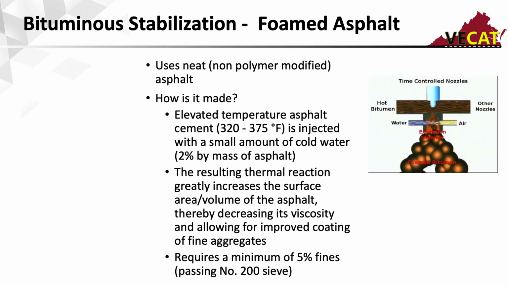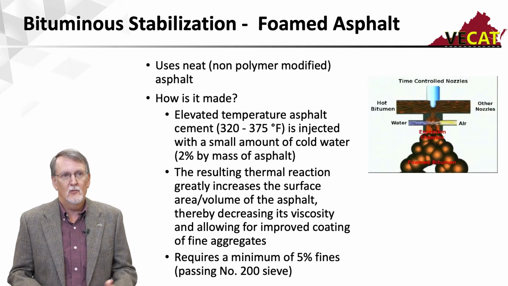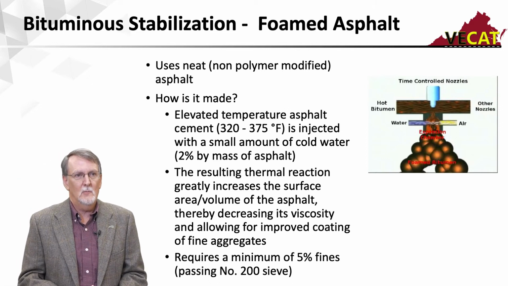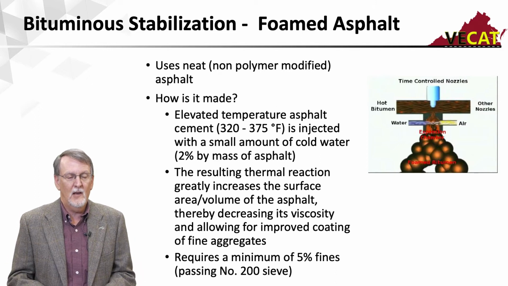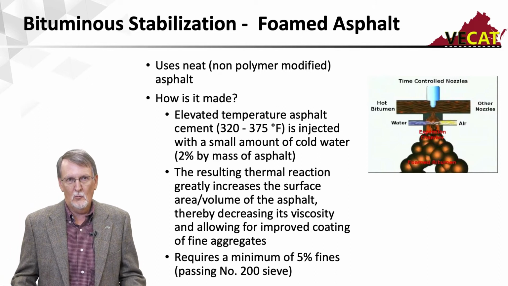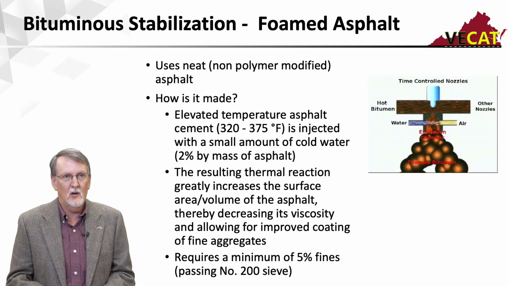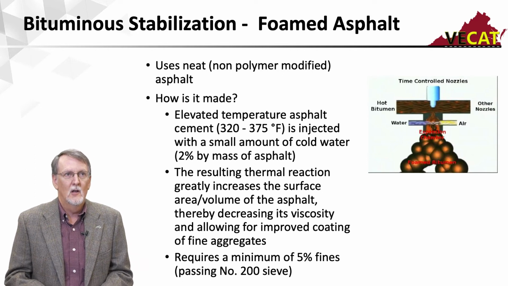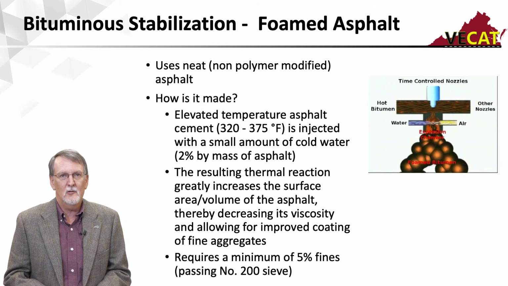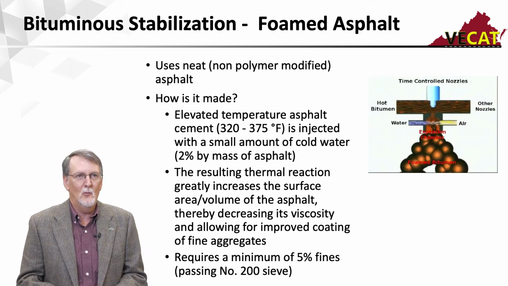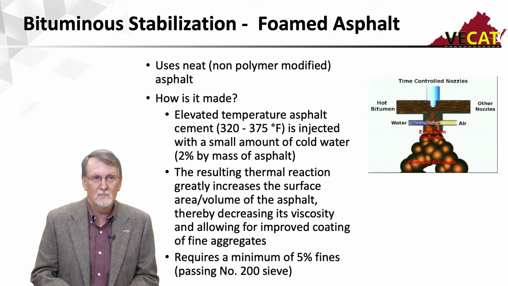Bituminous stabilization. We're going to use foamed asphalt. This is quite popular with FDR because you need some fines in there. Typically requires somewhere between 5 to 20% fines, or minus passing the number 200. And when you're bringing up that underlying material, you almost always have a sufficient amount of fines. But foamed asphalt uses what we call neat, or non-polymer modified, asphalt. It can be a little difficult to foam polymer modified asphalt.